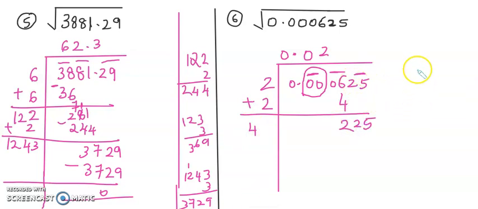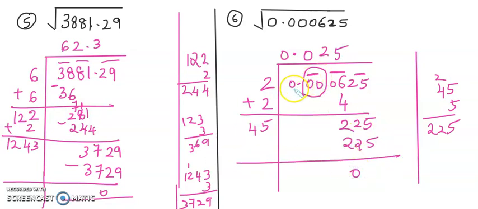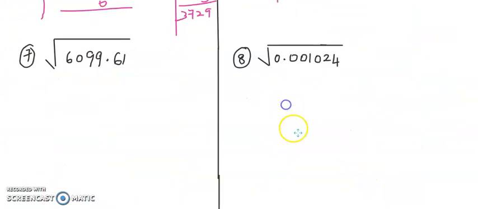6 minus 4, 2, 2, 5. Correct? Now 5. So it should be 45 5s are. Let's try 45 5s are. 5 5s are 225. Correct? So we'll get a 5 here and a 5 here. You get 225. Again, what did I do? 0 and decimal, I shifted directly up. 2 zeros means a pair of 0, so 1 0 up. 0, 6, I could find the smallest nearest perfect square. So I've done that, and the rest is the same process. Okay. Let's take 2 more with the decimals.